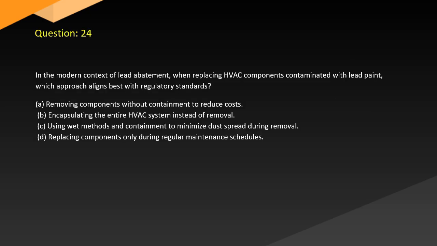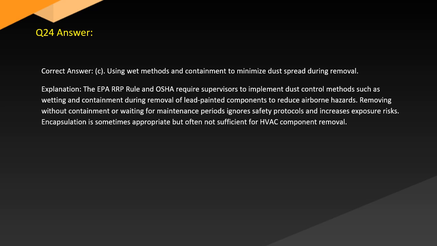Question 24. In a modern context of lead abatement, when replacing HVAC components contaminated with lead paint, which approach aligns best with regulatory standards? A. Removing components without containment to reduce costs. B. Encapsulating the entire HVAC system instead of removal. C. Using wet methods and containment to minimize dust spread during removal. D. Replacing components only during regular maintenance schedules.